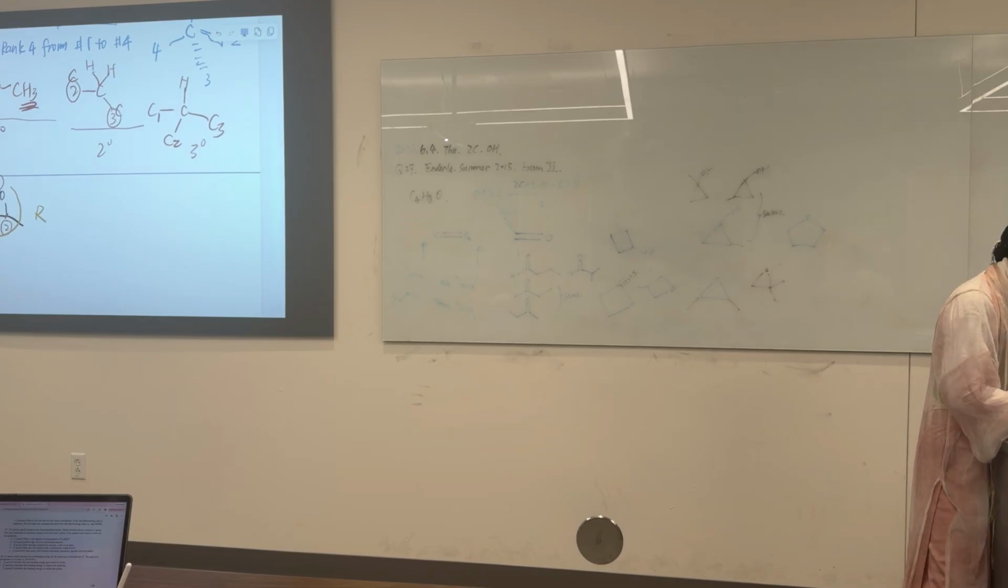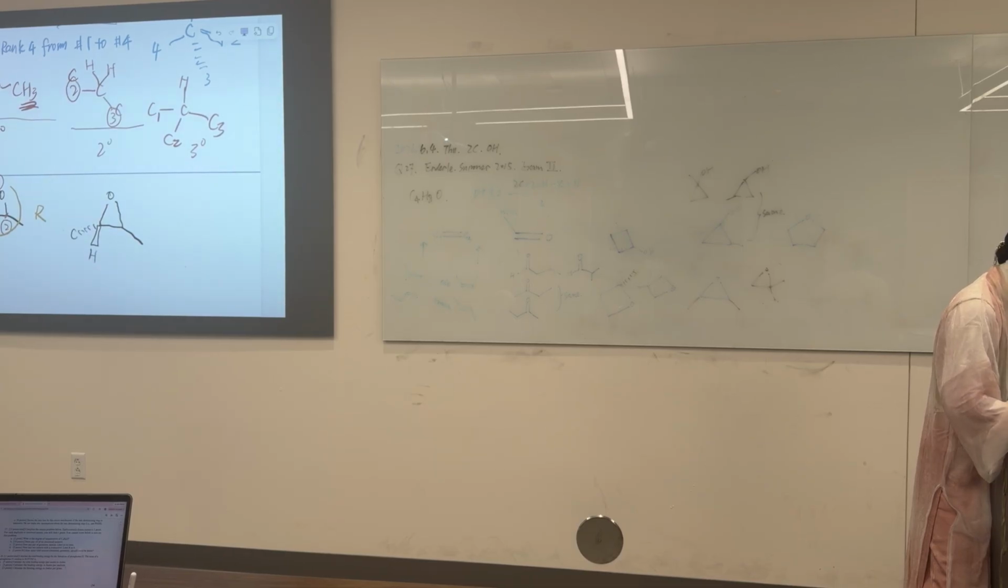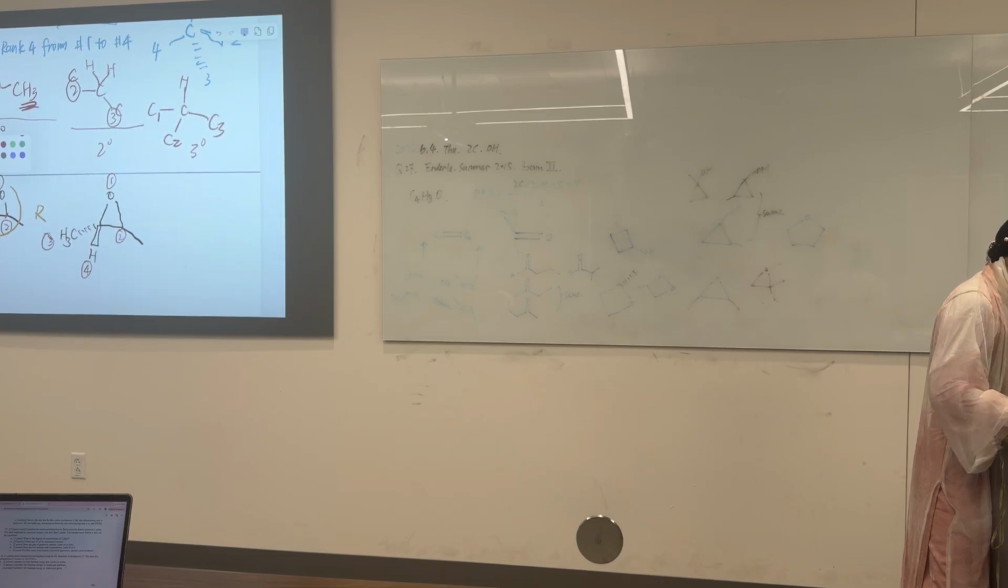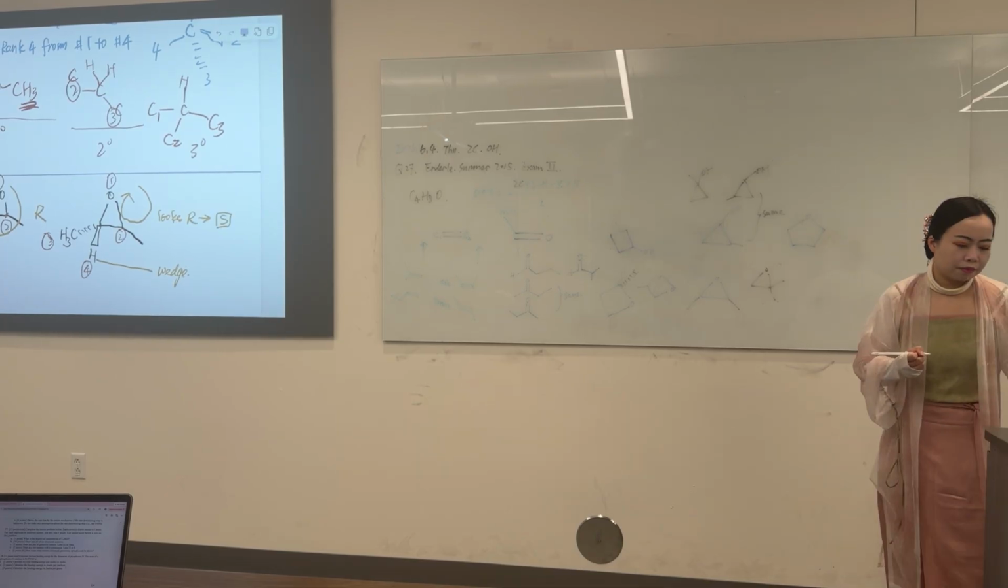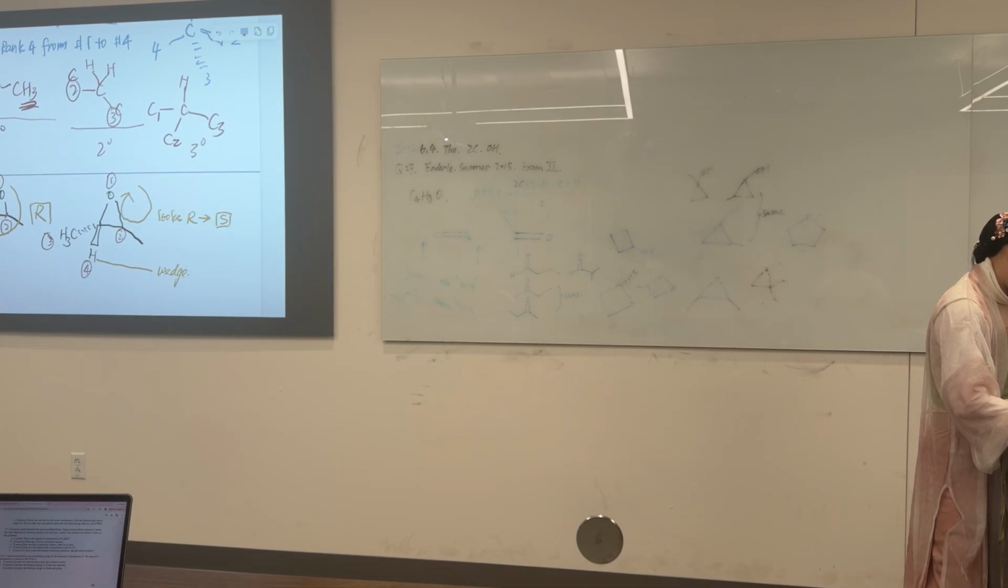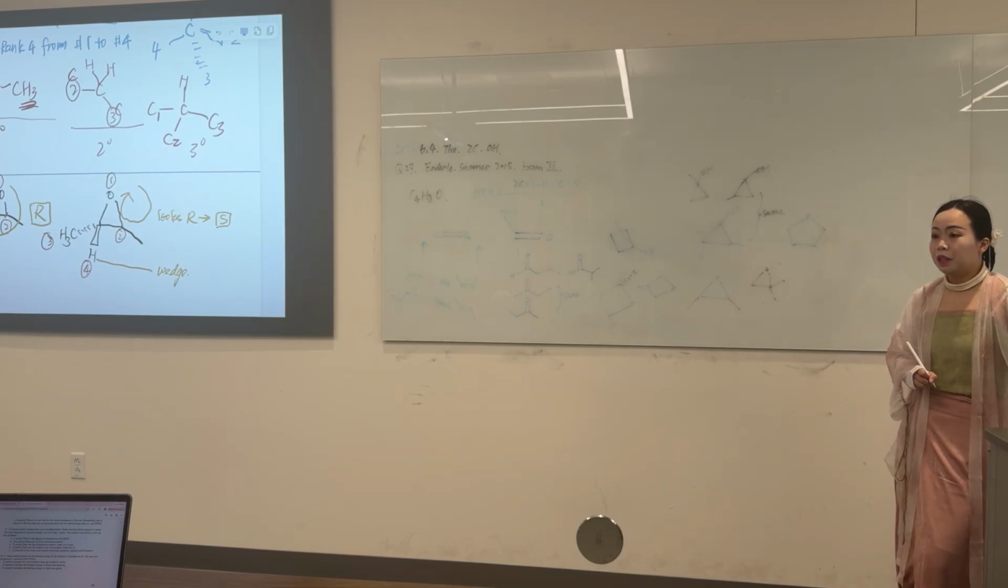Okay, if I do the opposite way, 1, 3, 2, 4. It's still going to be clockwise, but because your number 4 is wedged, it looks hard, but it's actually going to be S. Are we with me?